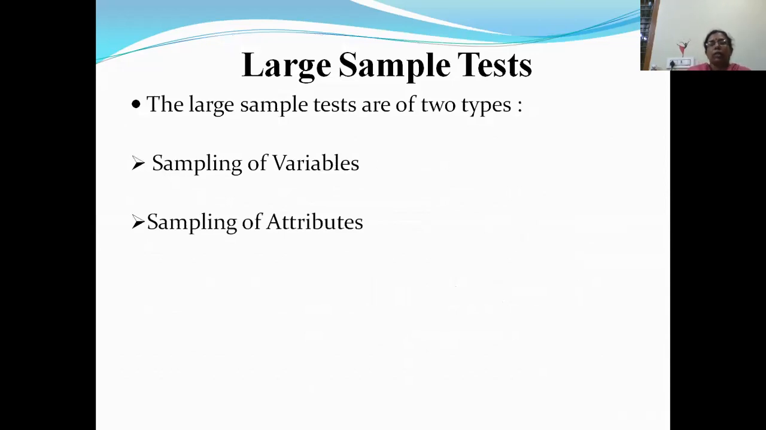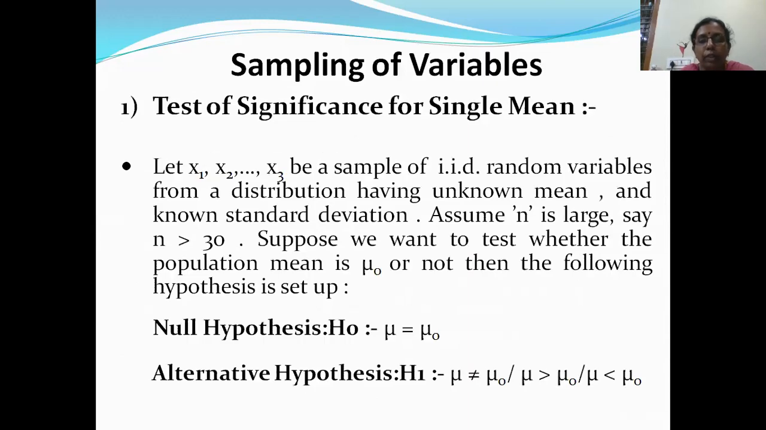So now coming to this last, that is the basis we'll be using for this large sample test. Those are called the critical values or table values. Now we'll be going into the large sample test. So in the large sample test, you have two types. One is sampling of variables and the other is sampling of attributes. For variables you have different tests, and for attributes also you have different tests. We'll see one by one. First we'll go to sampling of variables.